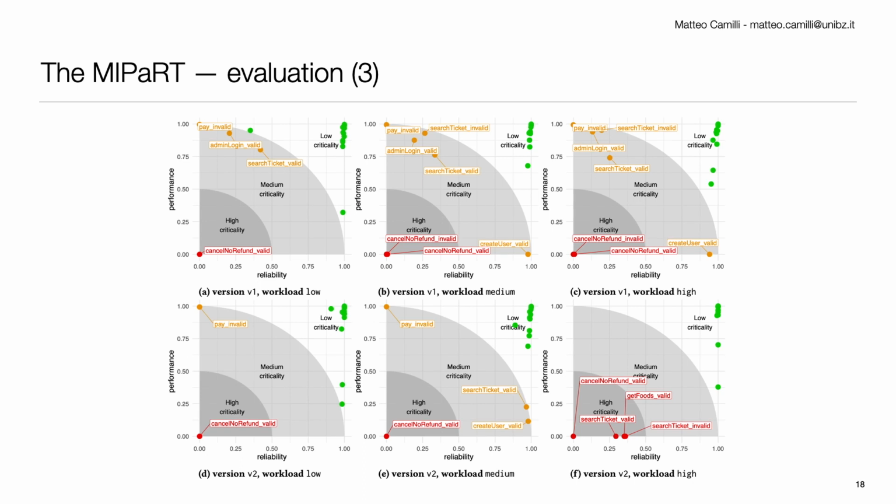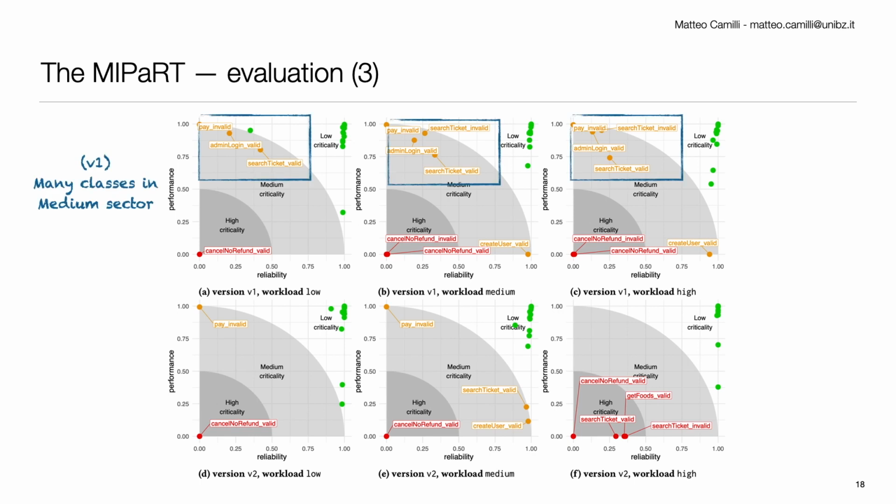So here we can see the 6 criticality sector plots out of the 6 different sessions. Something we can immediately see from these visualizations: in version 1, many classes are in the medium criticality sector. And this doesn't happen in the second version. So in this sense, the second version of Train Ticket is better than the first one. But in the second version, we can see a huge drop, both in terms of performance and reliability, in the last session. So some classes here drop into the high criticality sector with the high workload intensity.